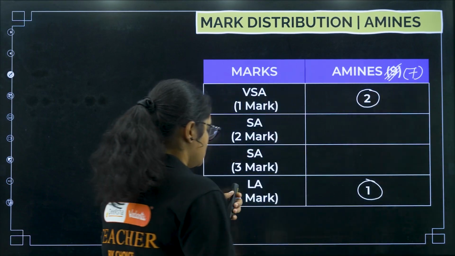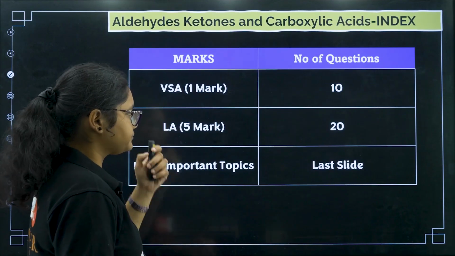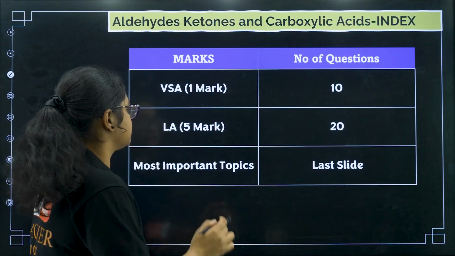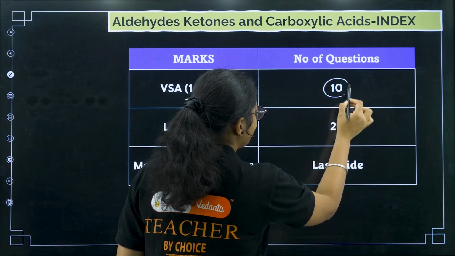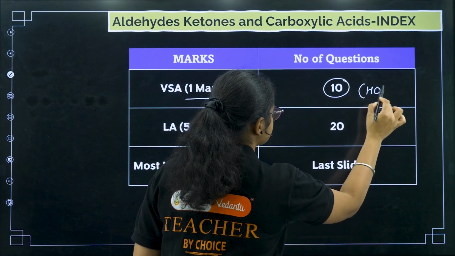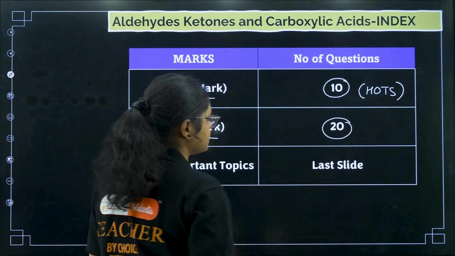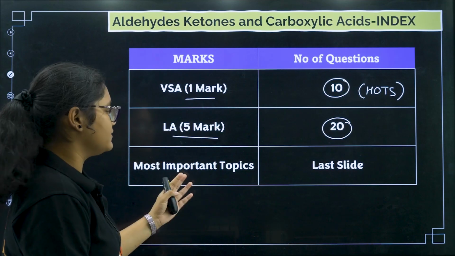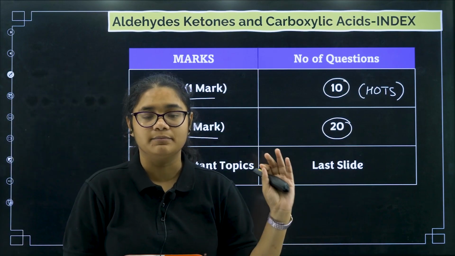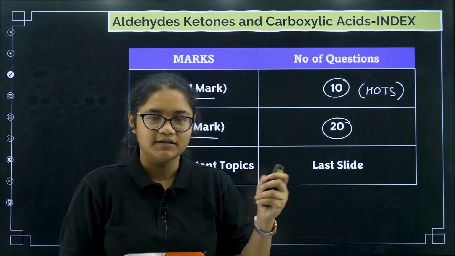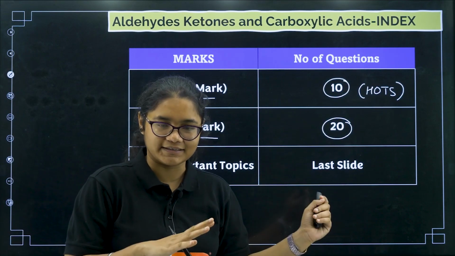Now coming to the number of questions that we will discuss in this video: we are going to take almost 10 MCQs, and all these MCQs are your HOTS questions, and in 5 markers we are going to discuss 20 questions. In the last slide we'll be discussing the most important topics that you need to revise from this particular chapter. So now students, without further delay, let's get started.